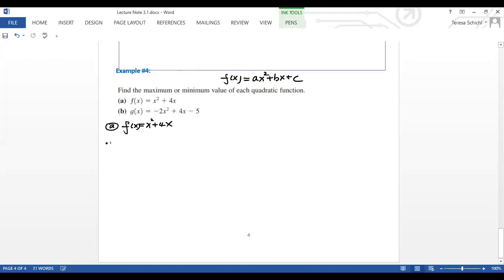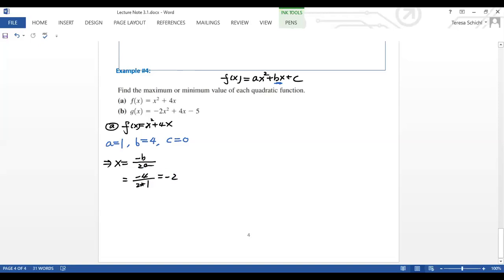What is my a, b, c? a is the constant in front of x squared, so a is 1, correct? Then b is the constant in front of x, so b is 4. c is the constant. Do we have any constants here? No, so c is equal to 0. The vertex x is going to be negative b over 2a. That's our formula. So it's negative 4 over 2 times 1, which is 2. So it's negative 2.